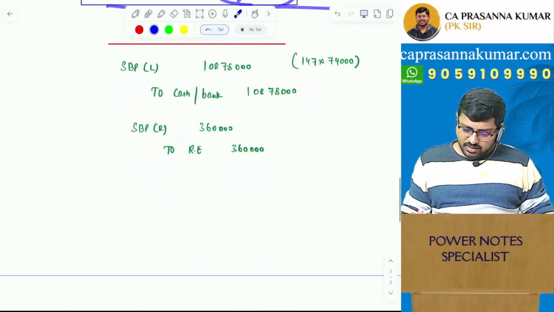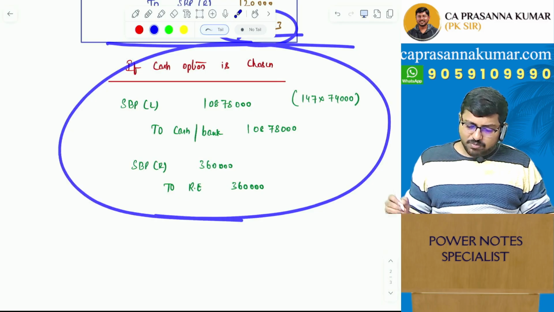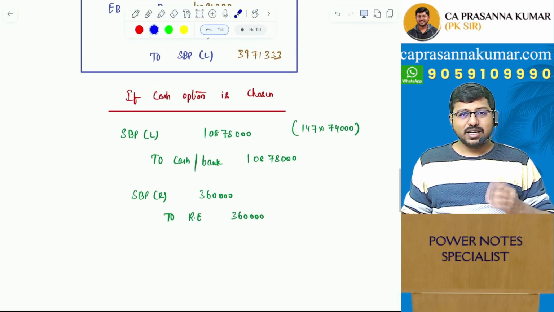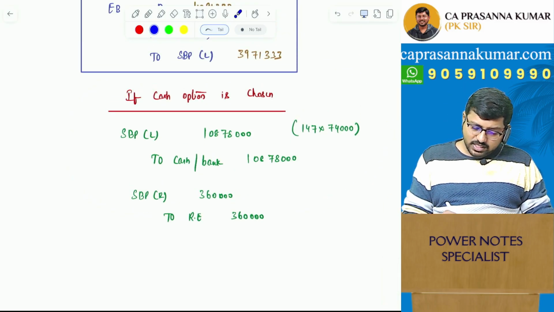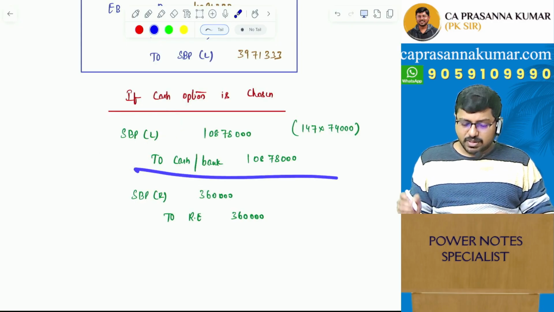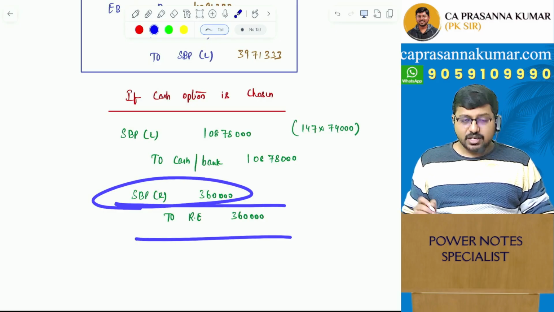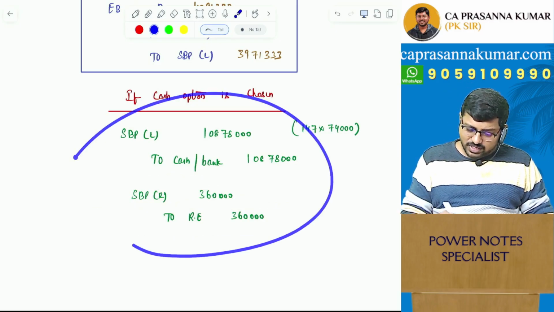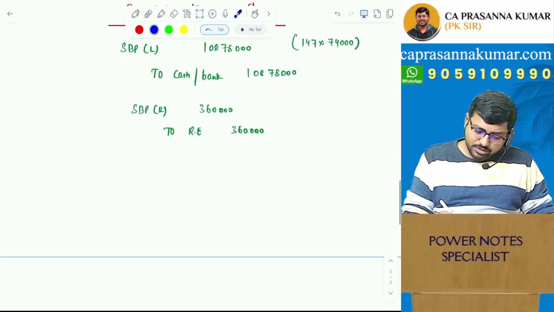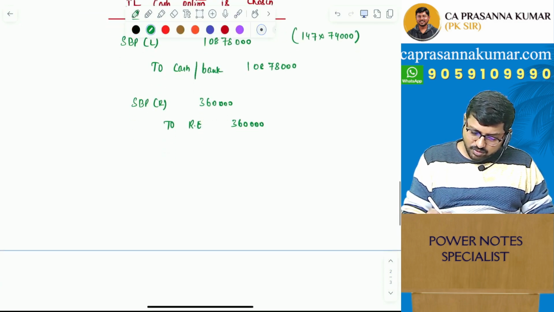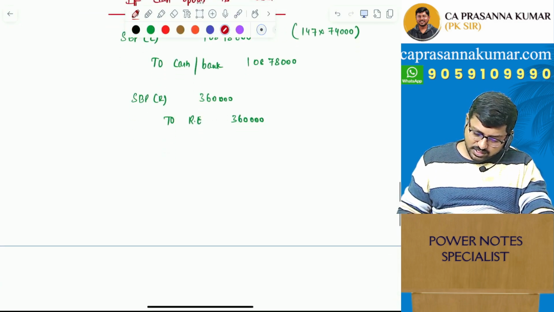Okay. Right. So if cash option is taken, then it's pretty easy. Why? Because whatever the SBP liability we have created, from that we'll make the payment to cash or bank. That's it straight away. And whatever the SBP reserve that we have created will be taken to what? Retained earnings. So this is very easy. But if equity option is chosen, then there is a problem. Chalo. Next heading will be that only.